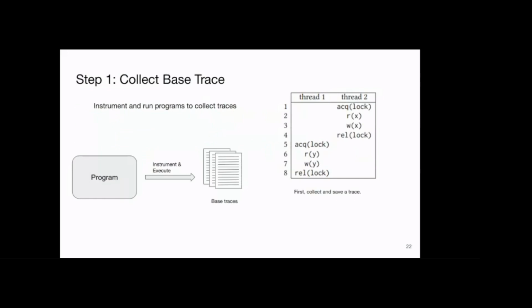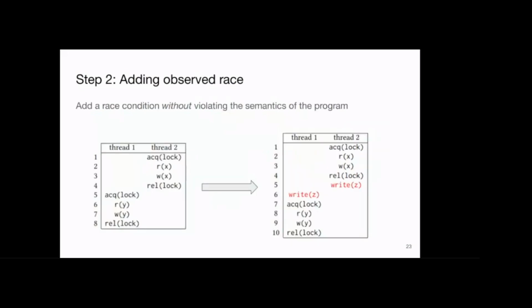This is very simple. You just take a program, execute it, and collect all the events. Nothing special here. It's probably been going on since before I was born. And the second is adding an observed race condition. What's important here is we don't want to modify the trace too much, and we don't want to violate the initial semantics of the program.